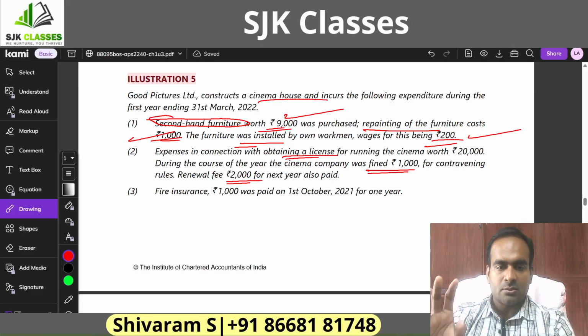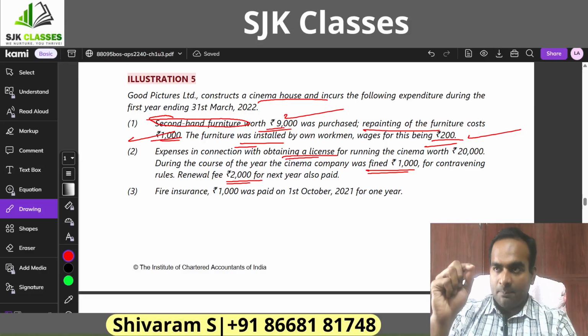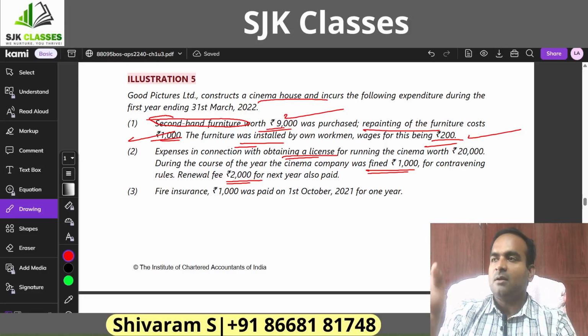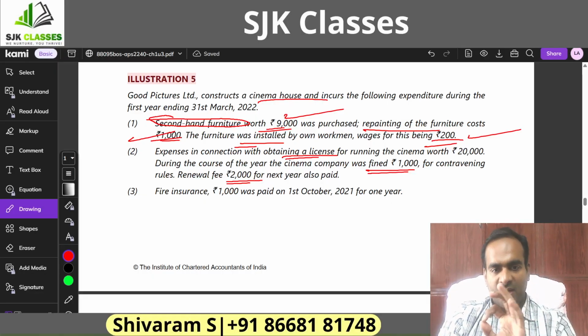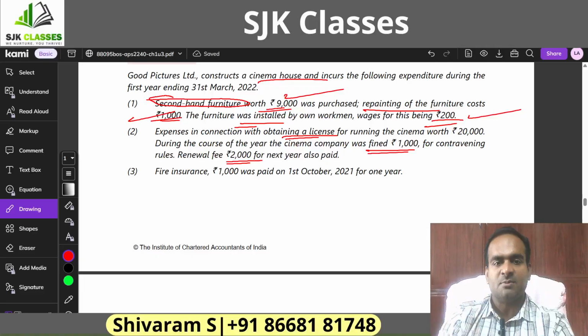So the summary is that 2,000 rupees is a revenue expenditure, but it pertains to a subsequent period. Hence, for the current year, for the time being, it will be shown as a prepaid expenditure in the balance sheet. The final answer is that it's a revenue expenditure only, but for the current year, we will show it in the balance sheet as a prepaid expenditure. That's why you have to classify it. By nature, it's a revenue expenditure only.